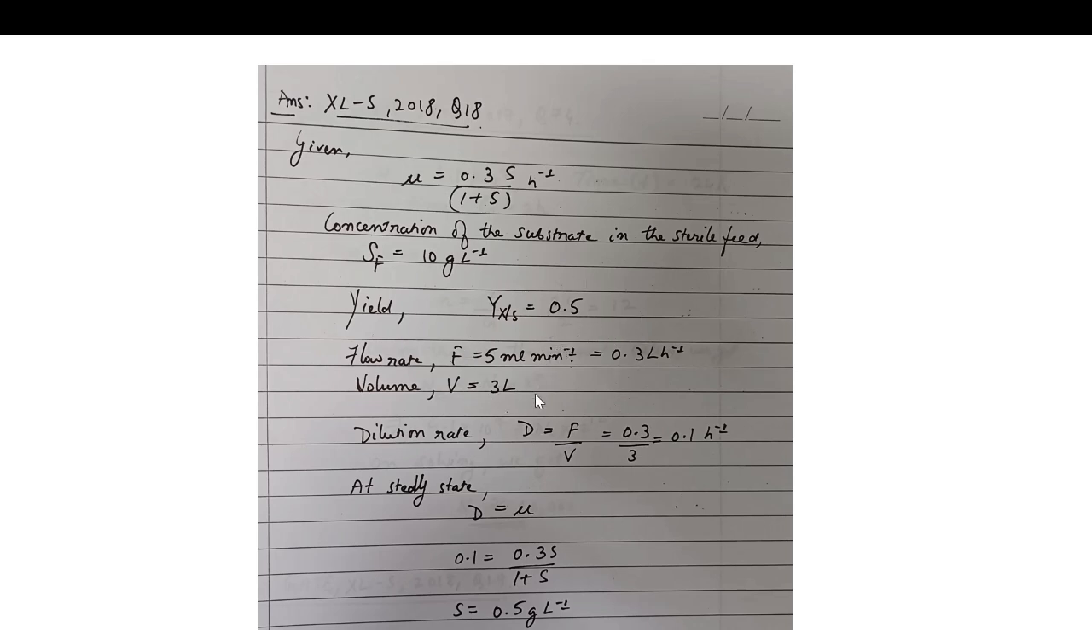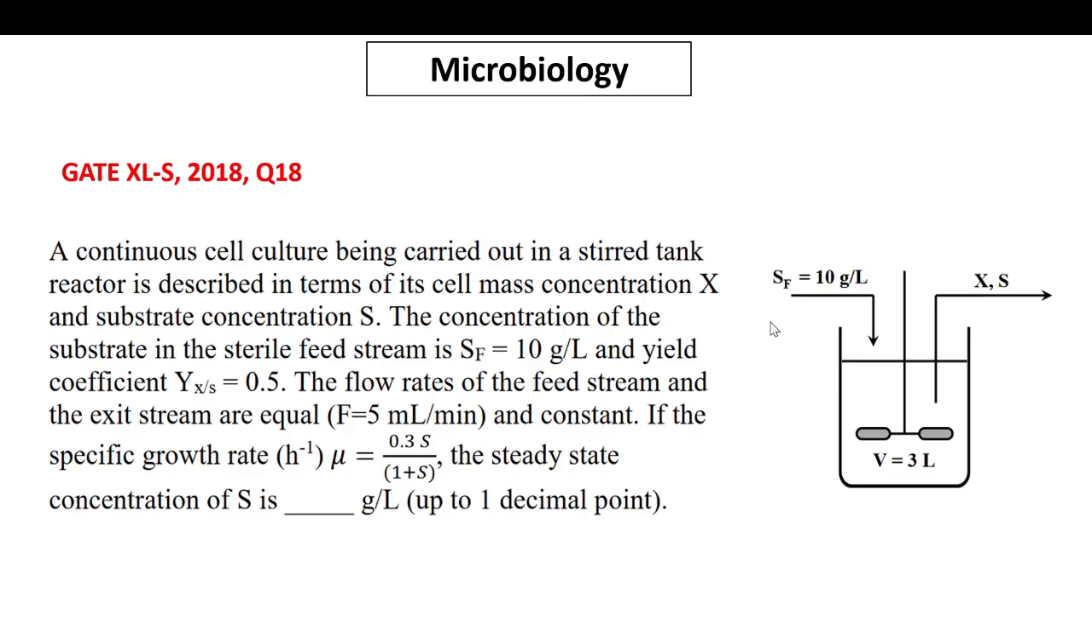What we need for finding the dilution rate is your flow rate and the volume. The volume is already mentioned here as 3 liter. Just divide 0.3 by 3, you will get 0.1 per hour. So at steady state, as we have already discussed, this dilution rate is equal to your growth rate. So just put the value here. This growth equation is already given, so 0.3 S divided by 1 plus S equals 0.1. The substrate concentration will come out to be 0.5 gram per liter.